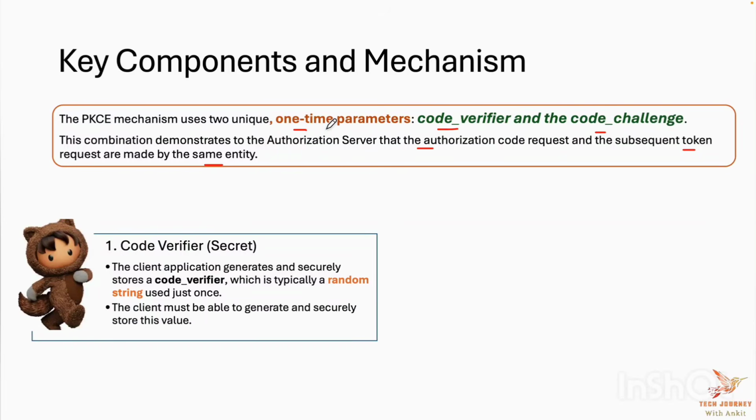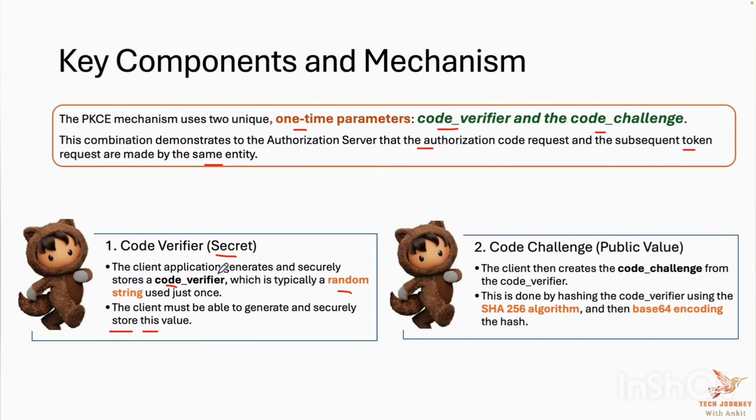So the first parameter that we have is the code verifier. You can also take that as more like a secret key of the application. The client application generates and securely stores the code verifier. It's a random string. You can give any string. I will show you in my demo as well, right? But the key part here is it is something which is secret to your application. The client must be able to generate and securely store this value. This is the minimum prerequisite that the client should have. They should be able to generate that secret key and store that secret key.